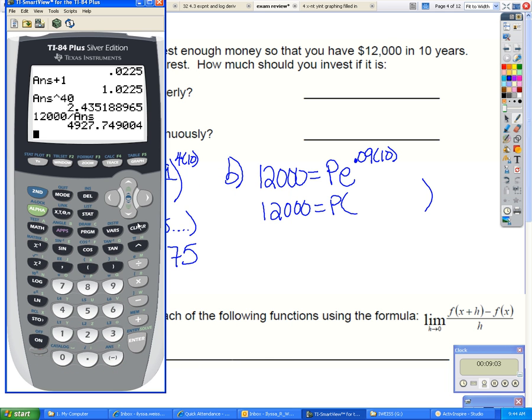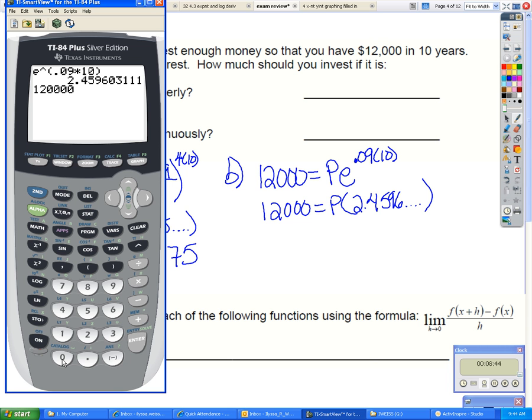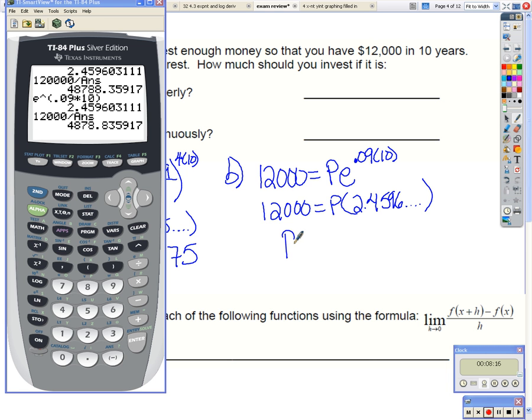So to find e to the 0.09 times 10. So 12,000 divided by my answer. Oops, too many zeros there. $4,878.84.